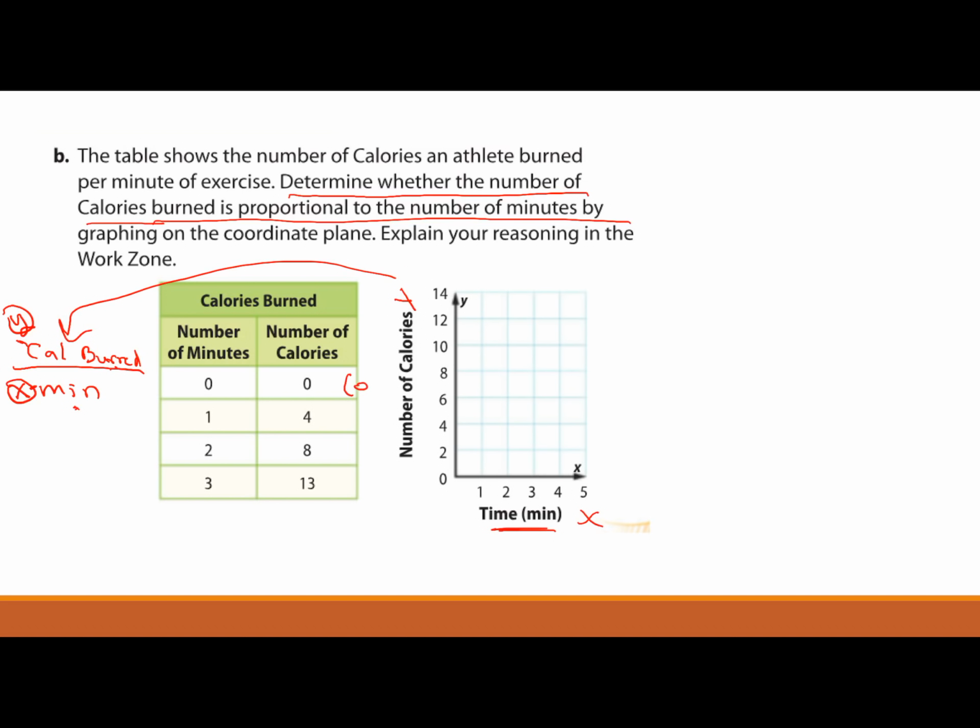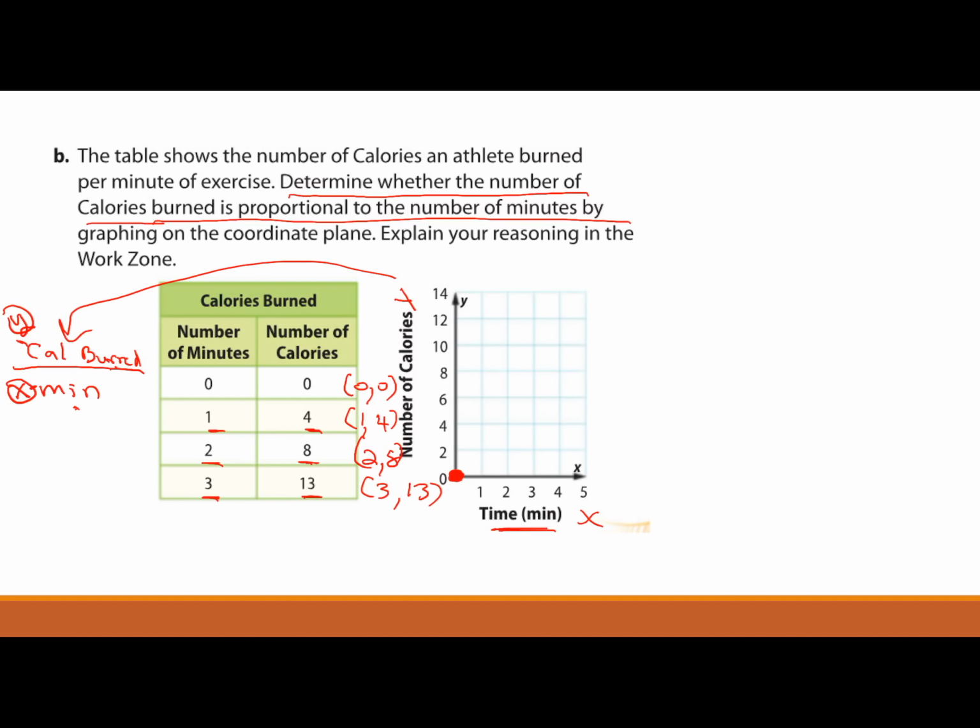So we have the point 0, 0, which means at 0 minutes, we have 0 calories burned. We have the point 1, 4, which means at 1 minute, we burn 4 calories. We have the point 2, 8, which means at 2 minutes, we burn 8 calories. And we have the point 3, 13, which means at 3 minutes, we burn 13 calories. So we're going to graph that. So 0, 0. Okay, it starts at the origin.